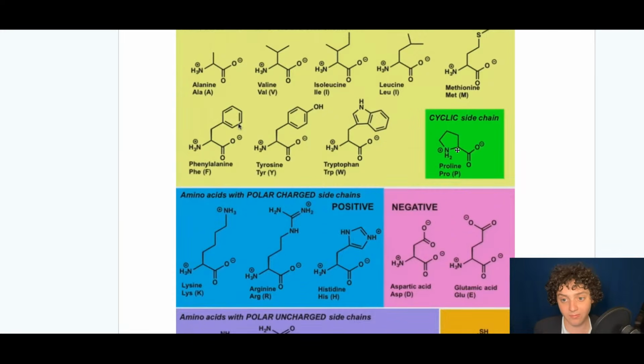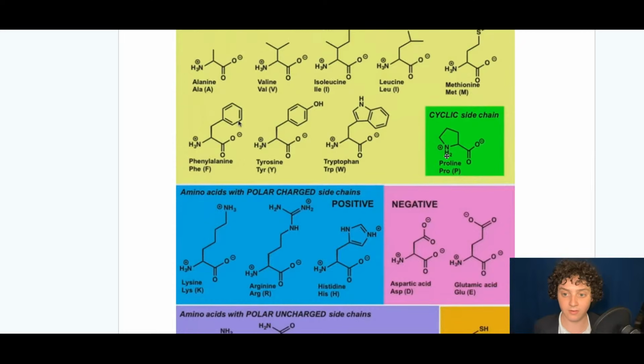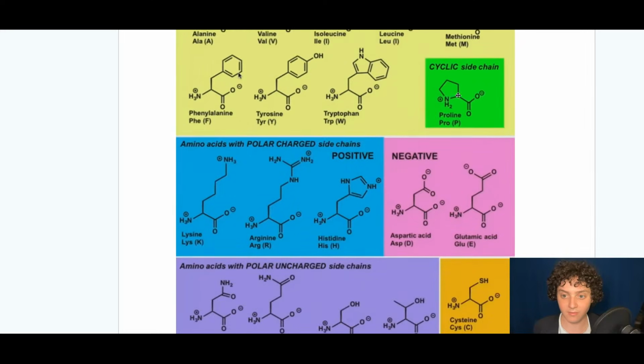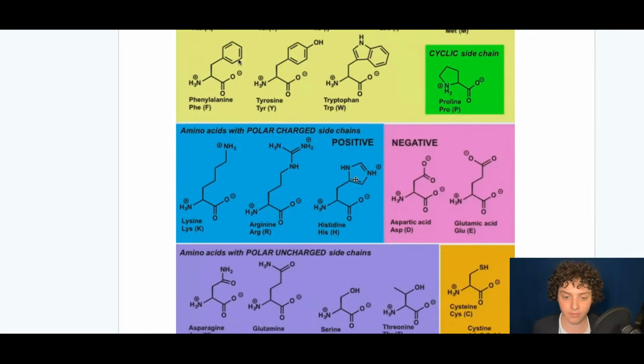Okay, proline. So here is your carboxyl group. Here is your amino group. And this R group comes back and binds again to that amino group. So this is the alpha carbon, there's the R group, and that R group swings back and binds back to the nitrogen of the amino group. That is proline's R group.